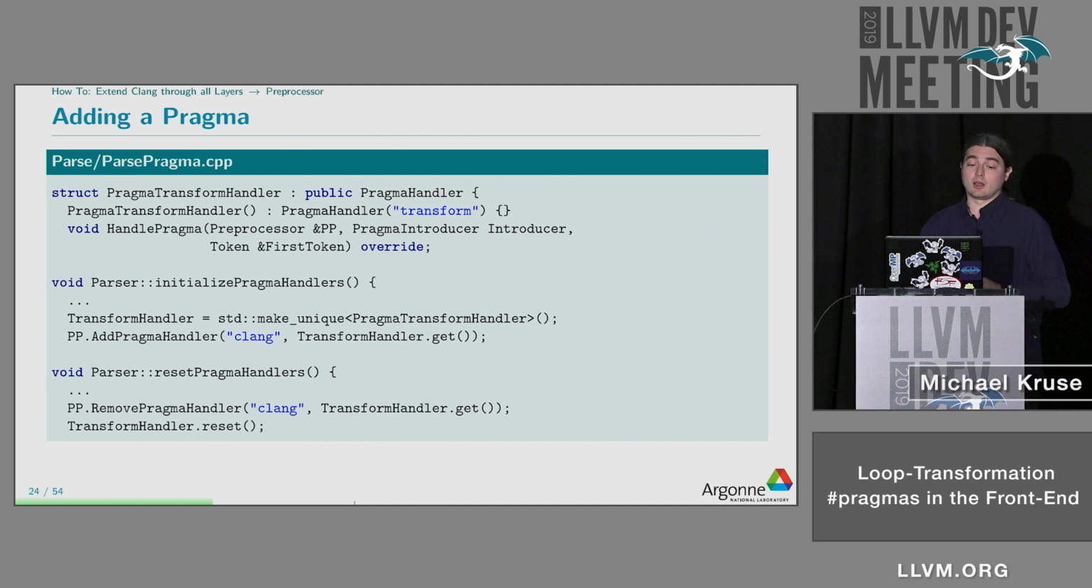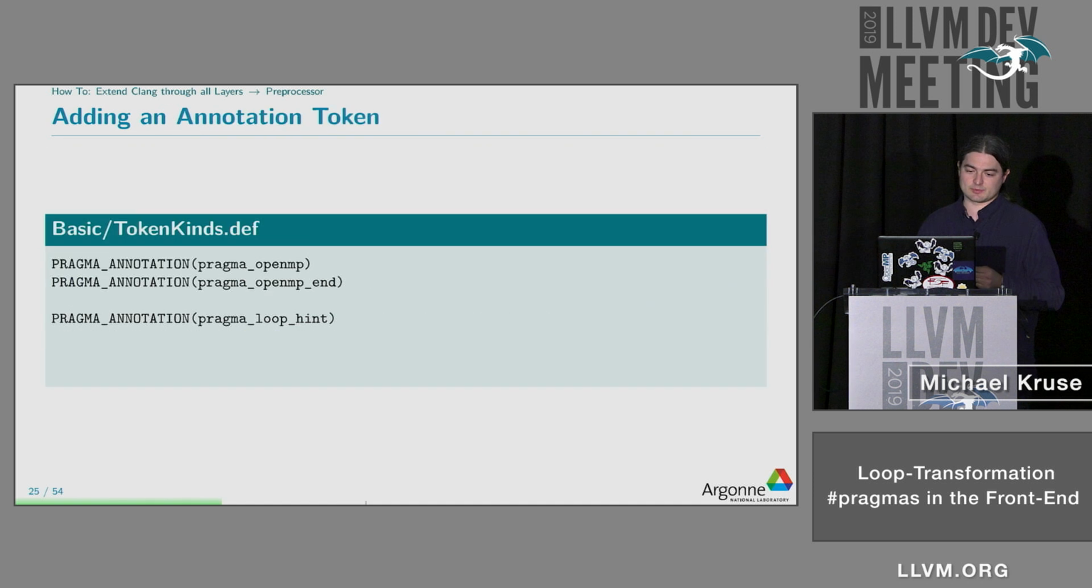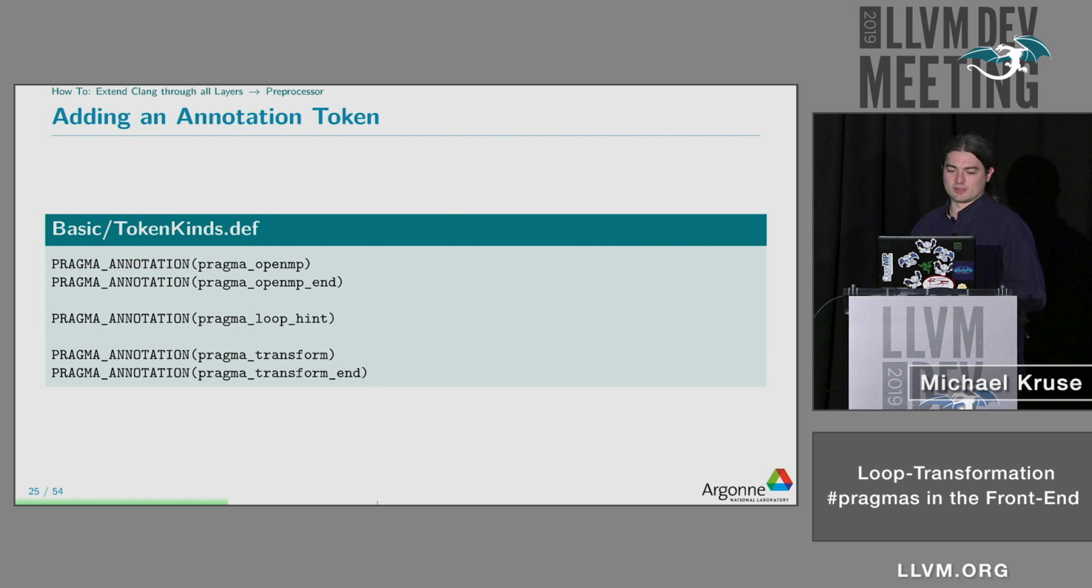So we have something like a transform handler, which we can register for a specific namespace. In this one, it would be the namespace clang transform. And we would get notified, called, when the parser encounters this. For that one, we would like to add a new annotation token. So there we take the annotation tokens for loop hints, so the pragma clang loop, before for OpenMP, and we add our own tokens to this list. So this is one of the easiest things to do in Clang. Everything else gets a lot more complicated.